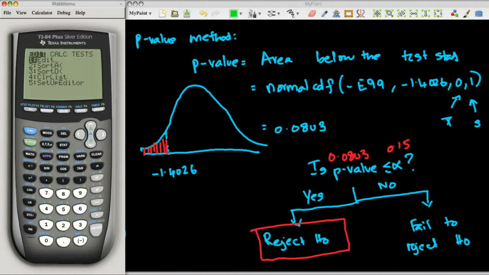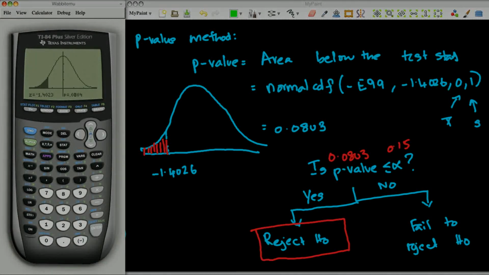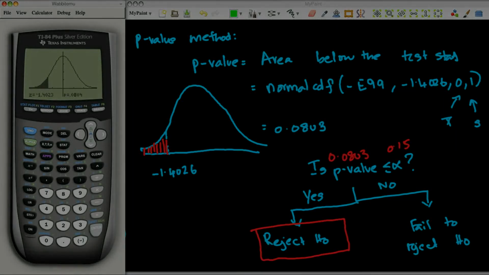If you want to get out the p-value, just like what I've done over here, you could go over to tests and select number 5. Instead of calculating, if you just said draw, it will sketch out the area below the test statistic, which is nothing but the p-value that I drew in red over here. So that is how you perform a left-tail test for proportion using the manual approach and using a TI Science Epic calculator.